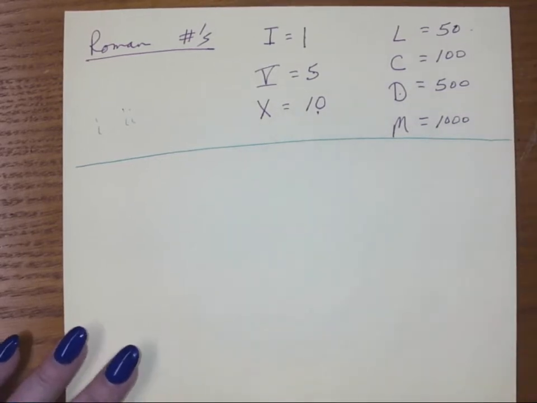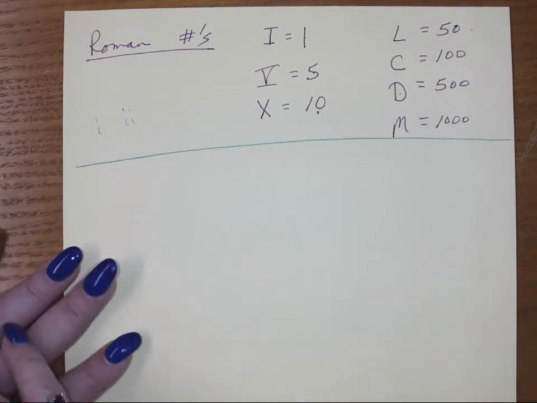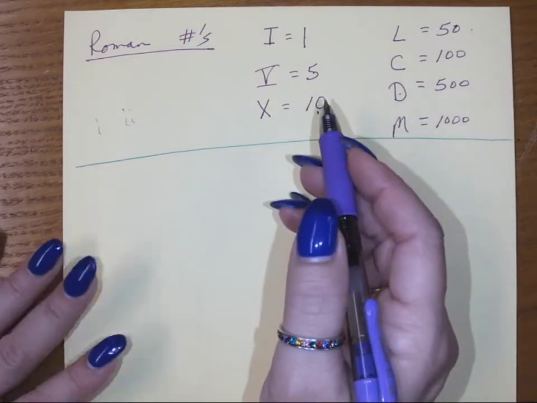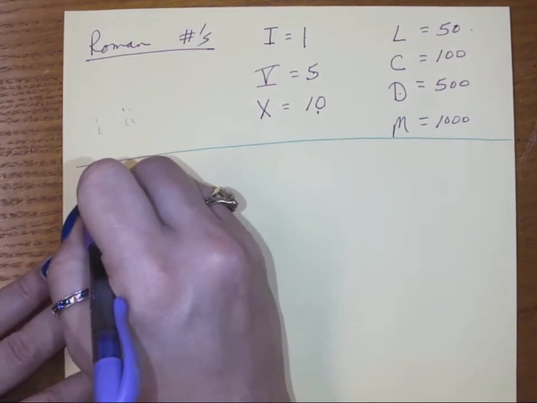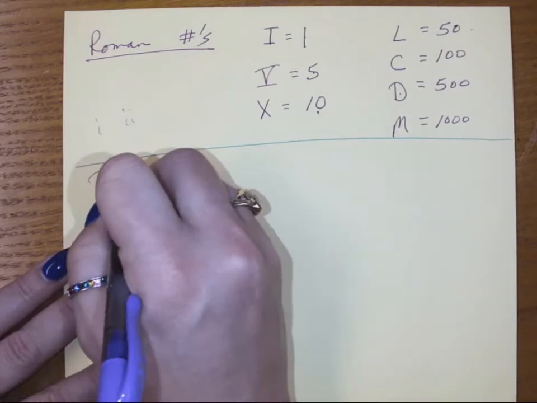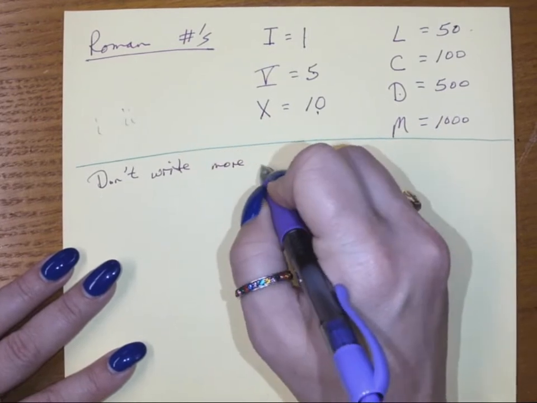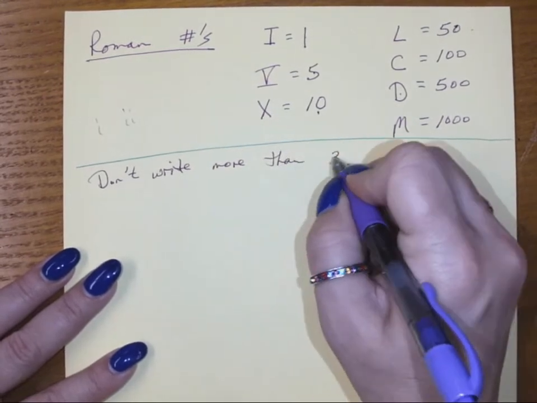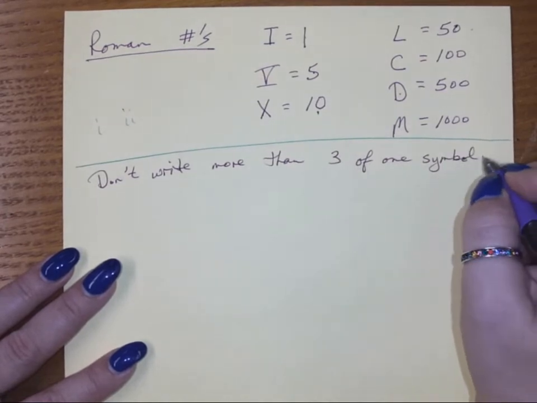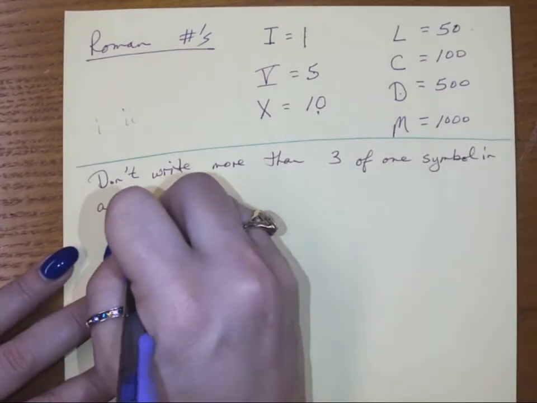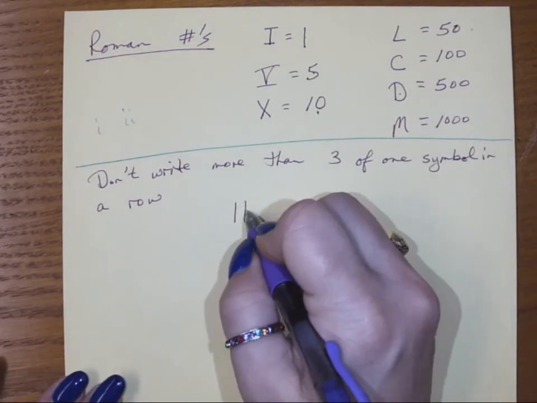The thing about Roman numerals, though, is they're not always additive. The other number systems are mostly additive, but Roman numerals actually had some rules. They don't want you to write more than 3 of any symbol in a row. Which means that if I want to write the number 3, I can write III, that's fine.